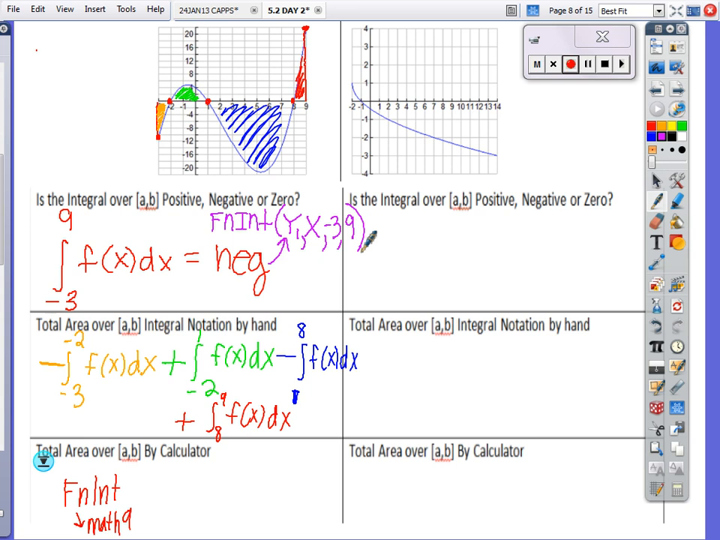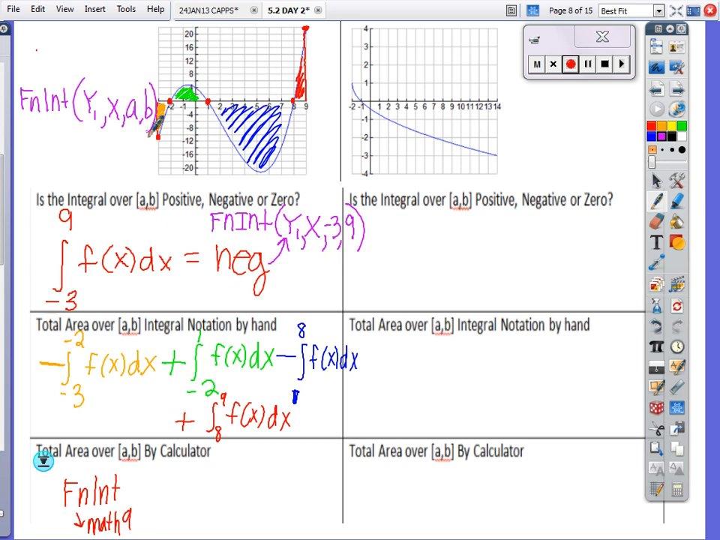So I'll write it big one more time here. fnInt of y1 comma x, comma A, comma B. Very similar to derivative. Okay, so Math 9 is where you find it. So total area, slightly different, because if you do this, you're going to find this answer. It will be positive, negative, or 0. Total area is actually way easier in the calculator.